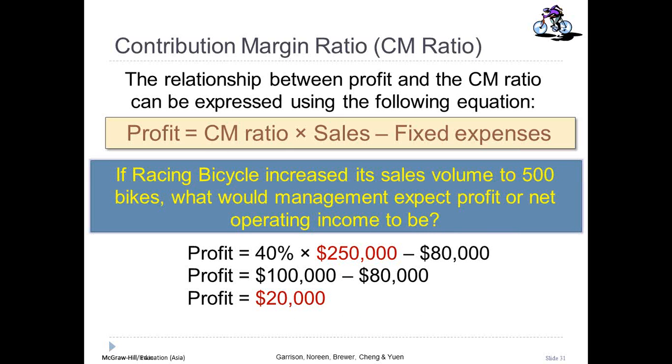So the contribution margin ratio is 40%. We calculated that times 500 units times $50 per unit. So 50 times 500 is 250,000. So 40% times 250,000 minus 80,000. So what's our profit? It can be $100,000. That's 40% times 250,000 minus 80,000. So our profit is going to be $20,000.